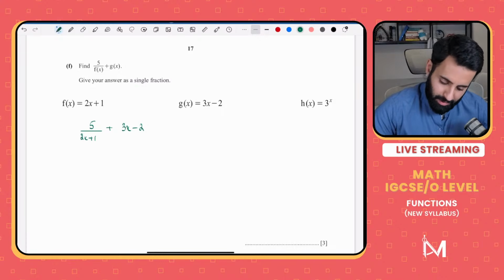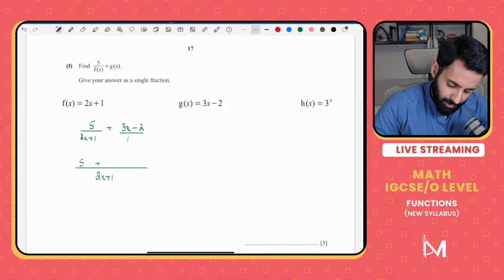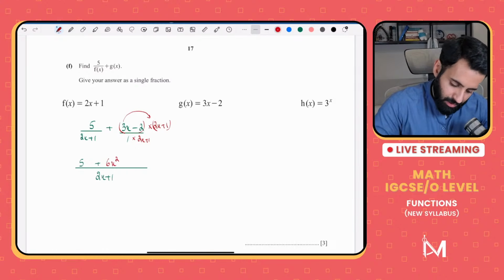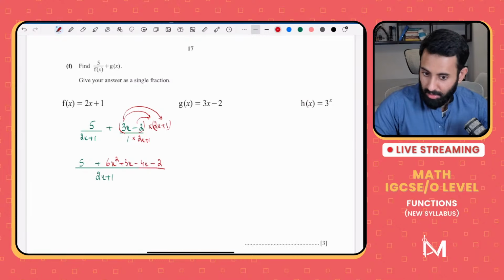Now 5 upon 2x plus 1 plus 3x minus 2 means that we have to take the LCM, which is going to be 2x plus 1. So 5 remains as it is. This, however, we need to multiply by 2x plus 1. So that means the denominator also must be multiplied by 2x plus 1. So 3x times 2x, that's going to be 6x squared. 3x times 1, that's going to be 3x. Minus 2 times 2x, that's going to be minus 4x. And then minus 2.